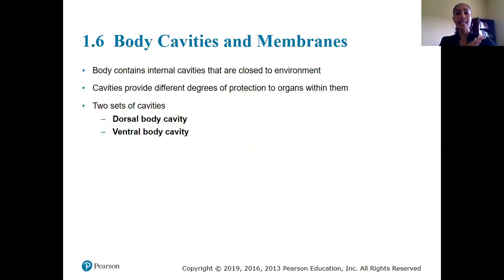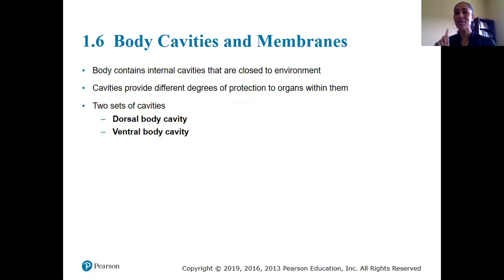Okay, lastly, we're going to be talking about body cavities and membranes. Body cavities contain internal delicate organs that need to be protected and closed from the rest of the internal body. The cavities provide different degrees of protection to organs, and for most of the body cavities, they do allow for movement of these organs as well. So we begin with 2 sets of our larger body cavities. We have the dorsal body cavity and the ventral body cavity.